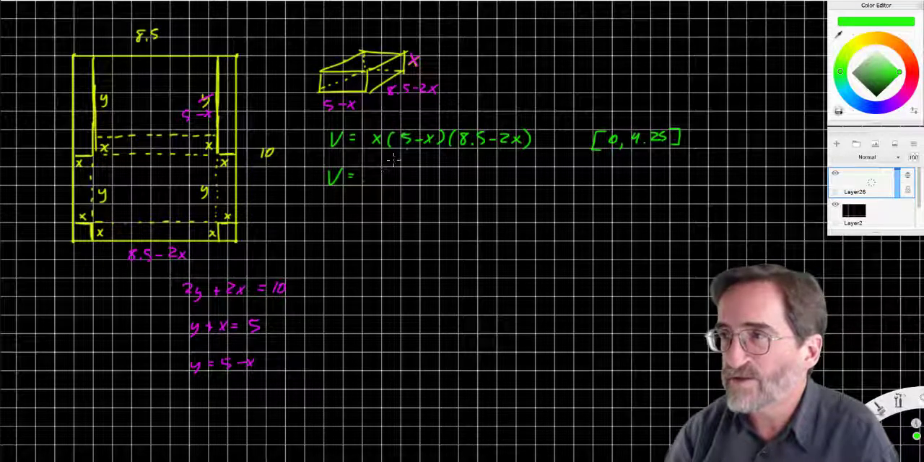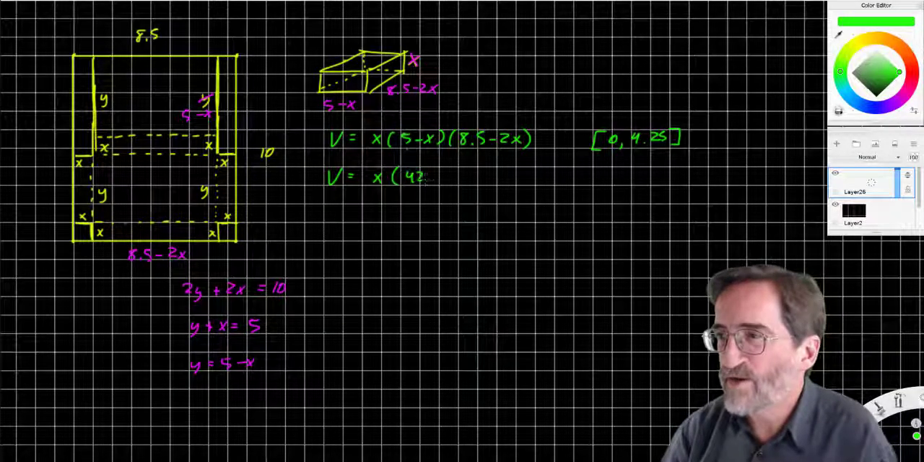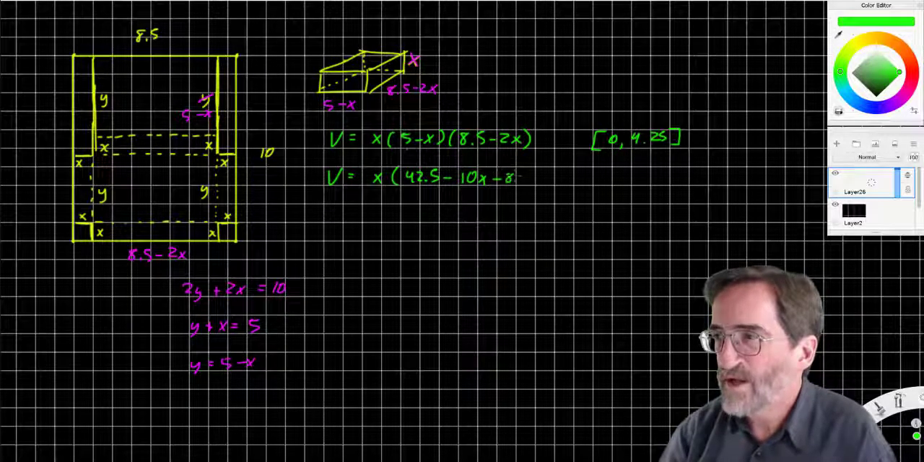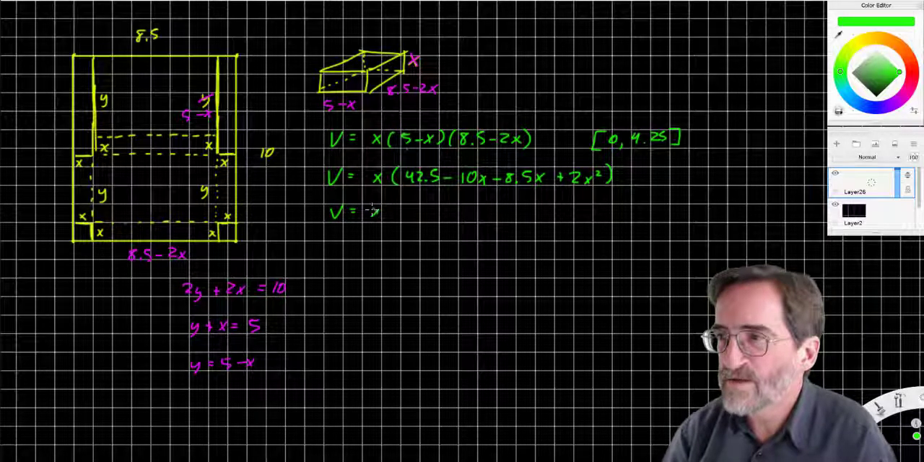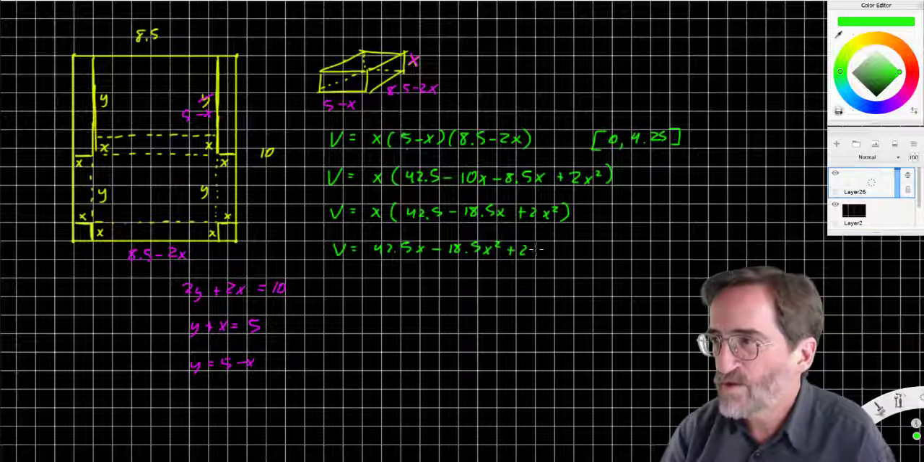Well, let's multiply things out. x times 5 times 8.5 is 42.5. Minus 5 times 2x is 10x. Minus 8.5 times x plus 2x squared. A little combining of like terms here. x times 42.5 minus 18.5x plus 2x squared. Distribute. So 42.5x minus 18.5x squared plus 2x cubed.